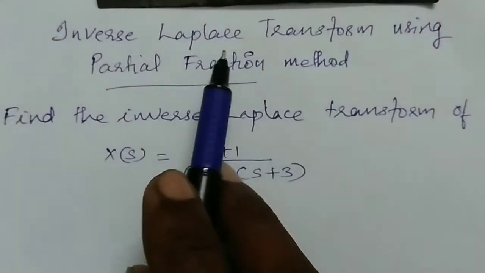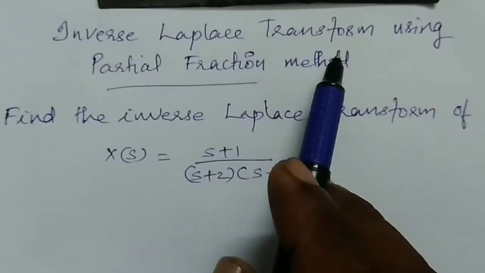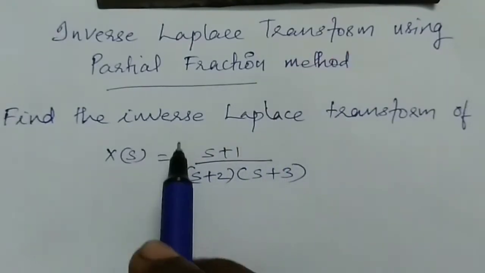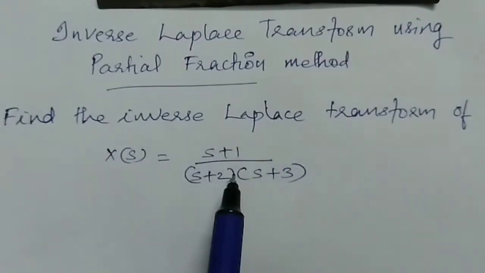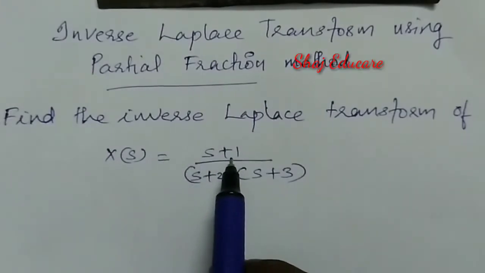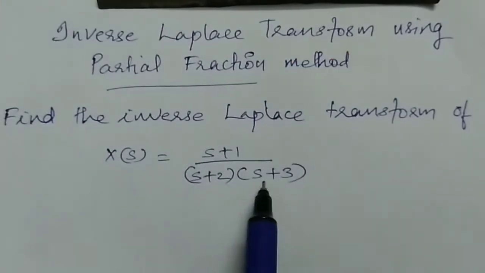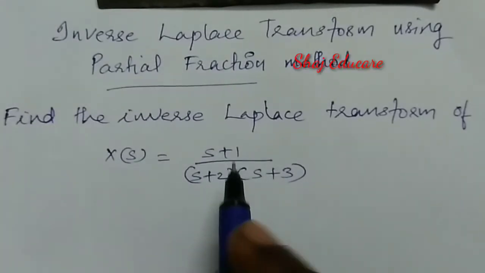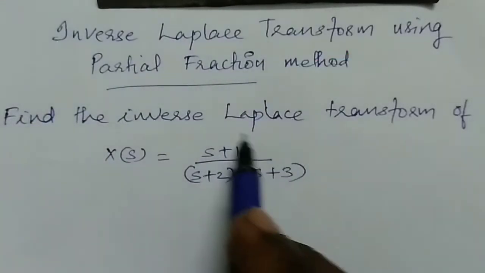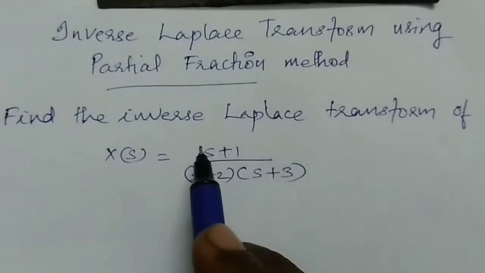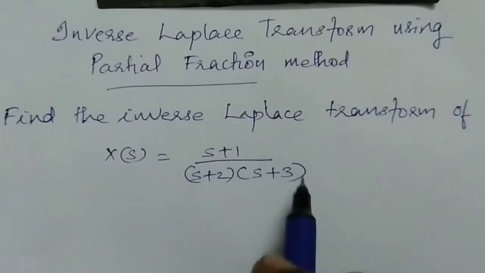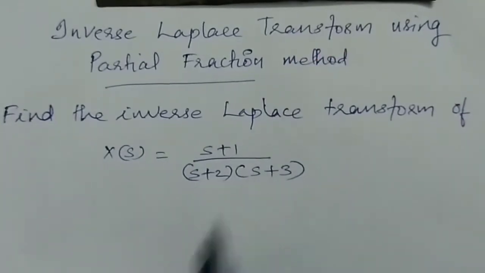Now let us find the inverse Laplace transform using partial fraction method. This is the question given to us. Find the inverse transform of X(s) equal to (s+1) divided by (s+2)(s+3). In order to find the inverse Laplace transform using partial fraction method, we have to split the right hand side of this equation using partial fraction method.